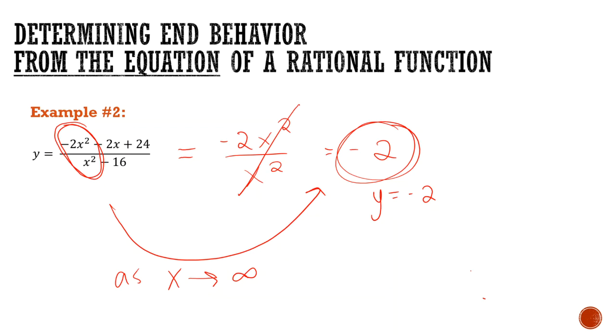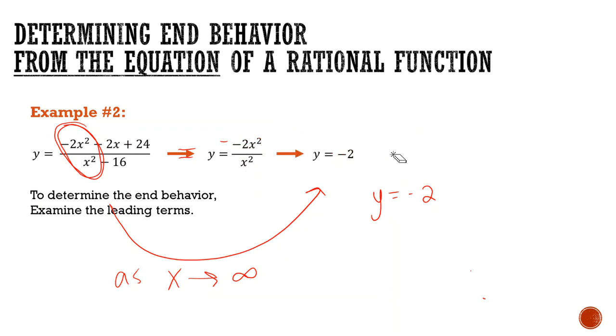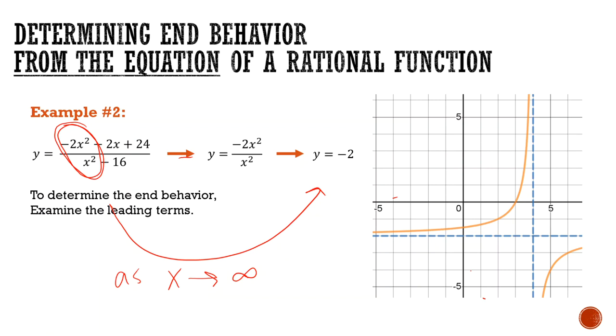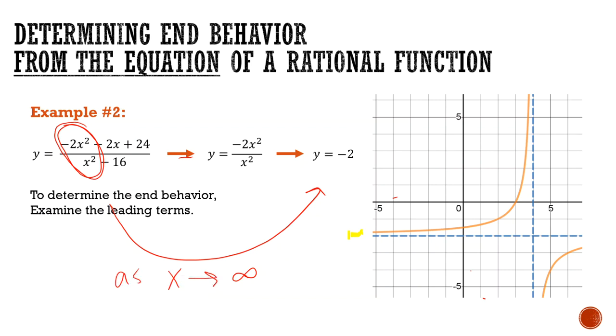So we examine the leading terms, and I typed it out so now it's all pretty. There you go, y equals -2. No surprise, I wrote the slides, so I should know what's happening, right? If we look at the graph here, you'll notice that we do end up with a horizontal asymptote that matches this at y equals -2, and that came from this part here.